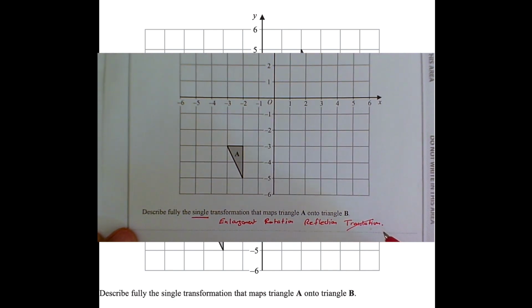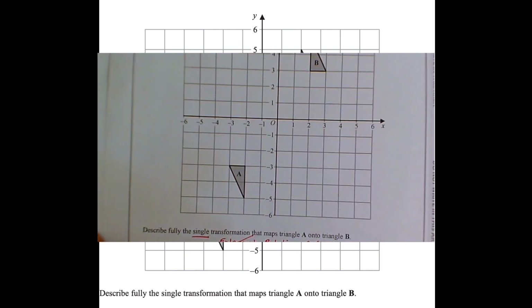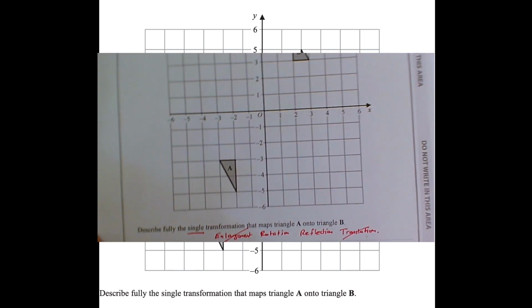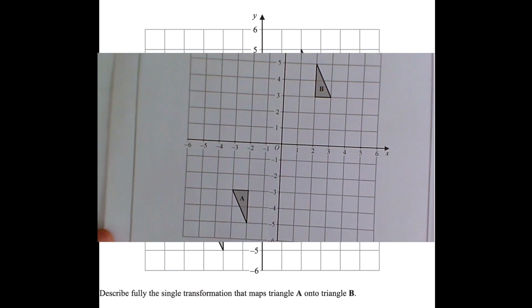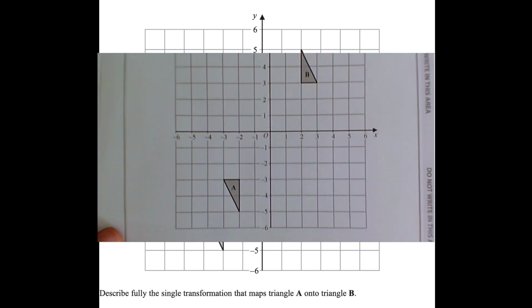If it's an enlargement, then that means that one triangle should be bigger or smaller than the other, and that's not the case, they're both the same size, so it's not that. If it was a reflection, I should be able to fold my exam paper some way so that one of the triangles can go on top of the other, but I can't see how to do that. It has to be a rotation.